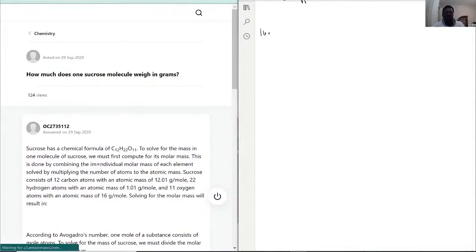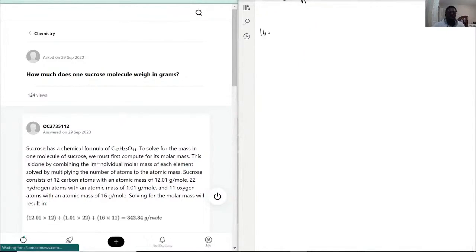How much does one sucrose molecule weigh in grams? So with this, we need to find the atomic mass. It says one sucrose, not even one mole of it, one sucrose molecule.